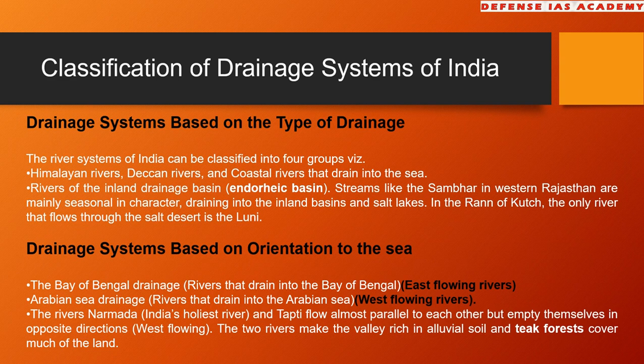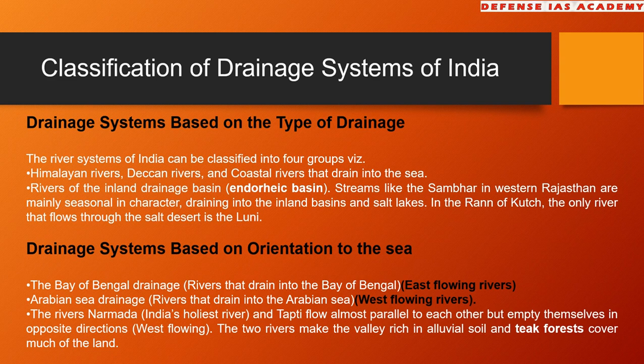Depending upon the orientation of their flow to the sea, the classification is the Bay of Bengal drainage, that is the rivers that drain into the Bay of Bengal, mostly called east flowing rivers, and the Arabian Sea drainage, that is the rivers that drain into the Arabian Sea, which are called west flowing rivers.